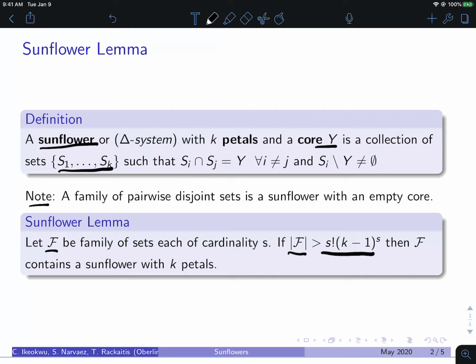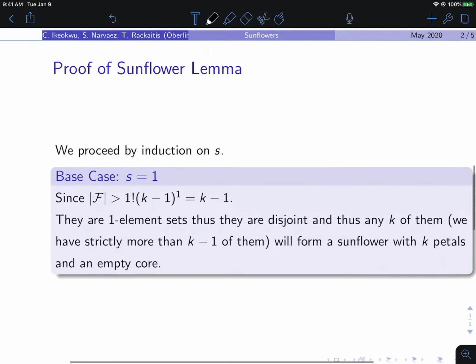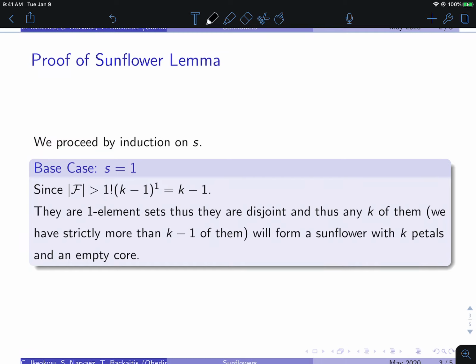So what is this saying? This is saying that if we have an S-uniform set F, as long as the size of F is greater than this certain size, which does depend on S, then F has to contain this structure of the sunflower within it with K petals. And let me prove this to you. I'm going to prove this by induction on S.